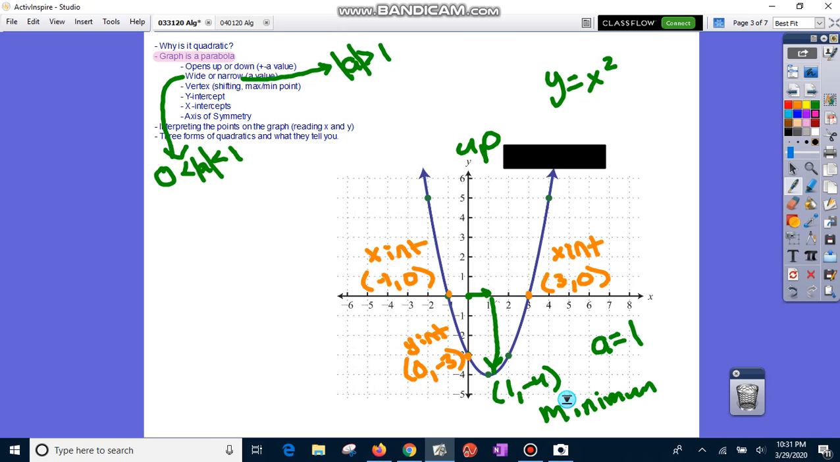The axis of symmetry is right through the vertex. It's going to be a vertical line right through the vertex. And in this case, what we really care about is the x value of this axis. This x value is 1. Okay, so that's our axis of symmetry. So that's all of the different pieces of the graph.